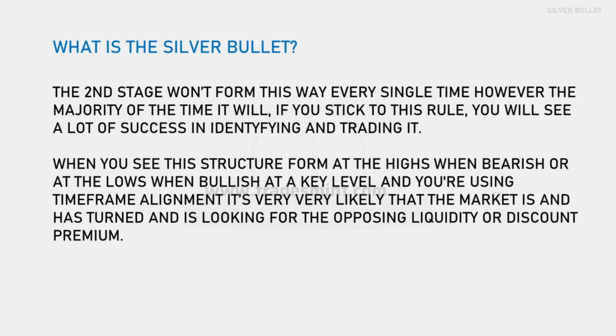setup. So the second stage won't form this way every single time. However, the majority of the time it will. So if you stick to this rule, you will see a lot of success in identifying and trading it. When you see this structure form at the highs when bearish or at the lows when bullish, at a key level, importantly, and you are using time frame alignment, it's very, very likely that the market has turned and is looking for the opposing liquidity or discount and premium levels.